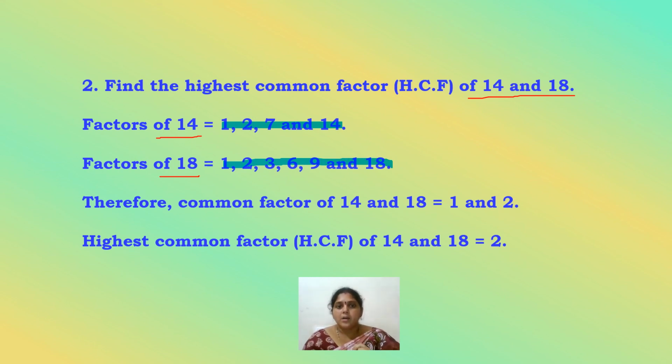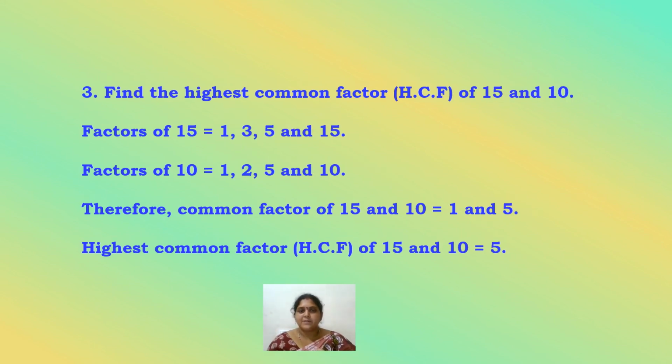Now according to these factors of two numbers, we have to find the common factors. If you see here, what are the common factors? 1 is a common factor, 2 is a common factor. Any other factors you find common here? No. So therefore the common factors of 14 and 18 are 1 and 2. So among these, which is the highest common factor? Obviously 2 is our highest common factor. HCF of 14 and 18 is equal to 2.